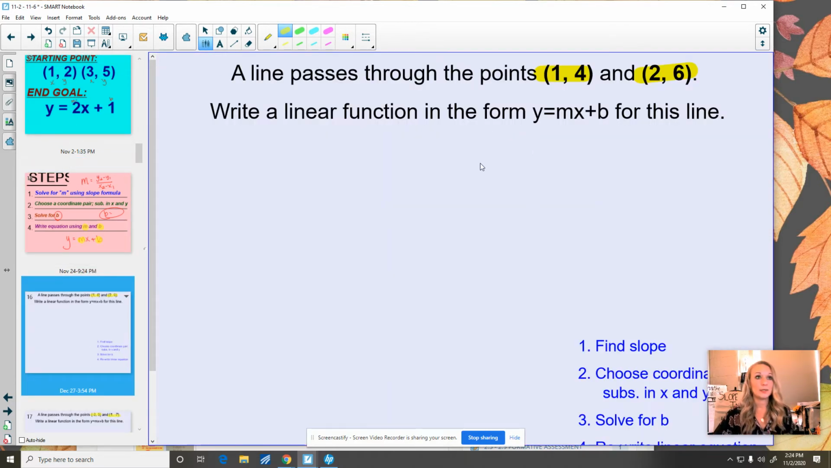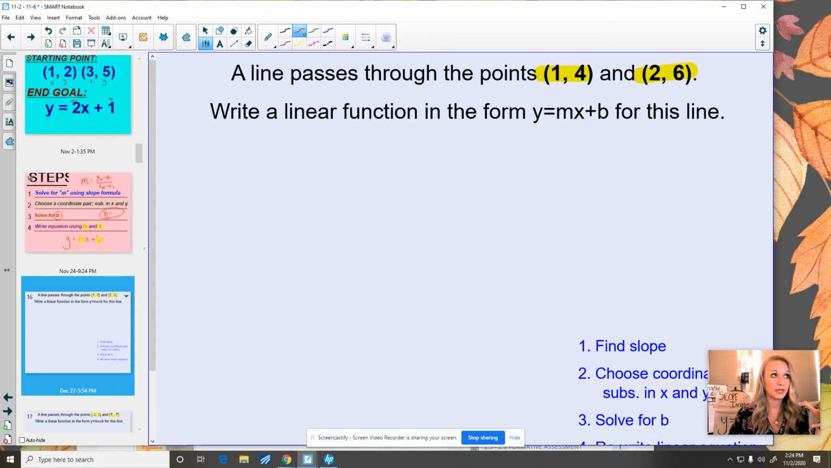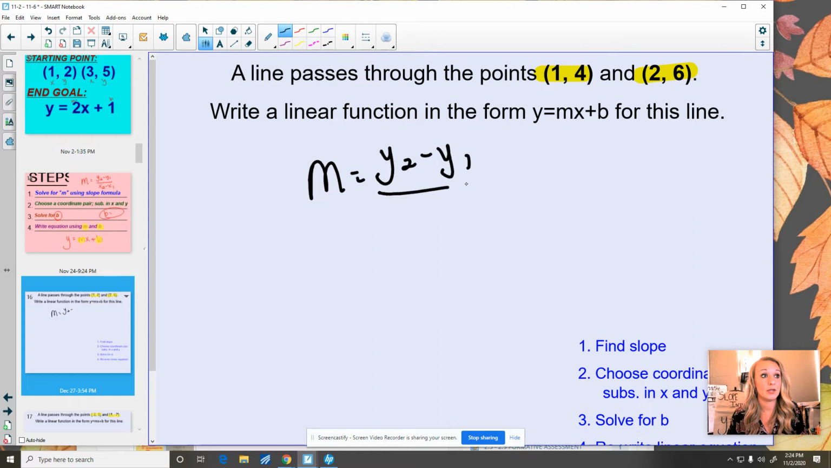All right, so we know that a line passes through the points (1, 4) and (2, 6), and I want you to write a linear function, aka write me an equation in slope-intercept form. So I even have the steps at the bottom of the screen for you just in case you forget. The very first thing that we are going to do is solve for m, which is slope. And we're going to do so using slope formula, which is y2 minus y1 over x2 minus x1.